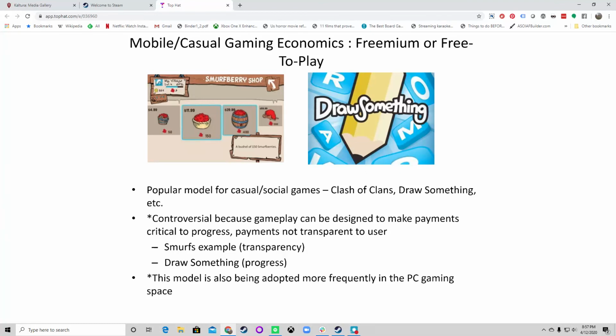But again, free to play is so alluring because you get 500 million downloads, you sell to 1%, that's 5 million sales a day, right? It can be very, very lucrative in free to play.